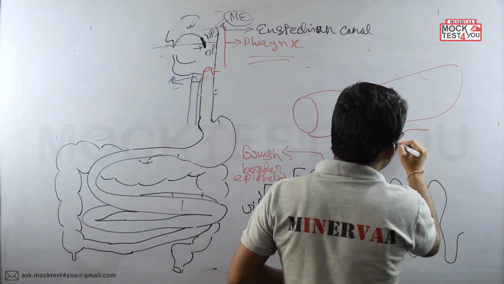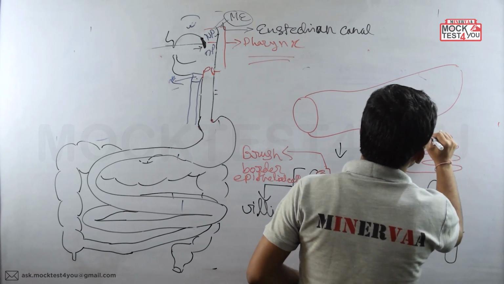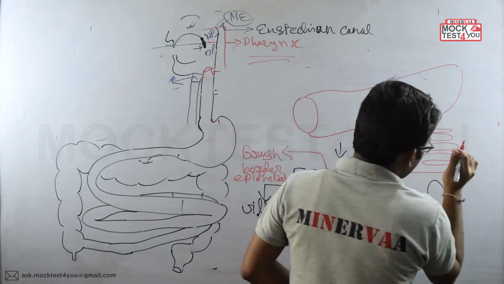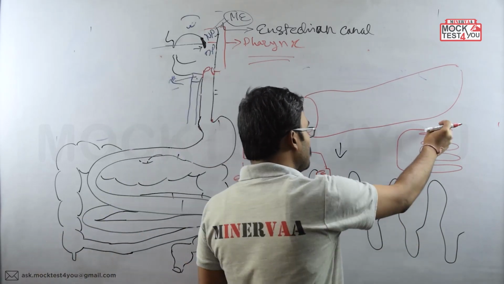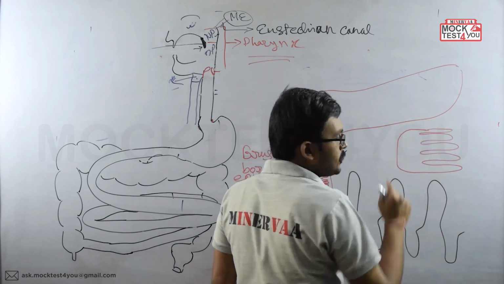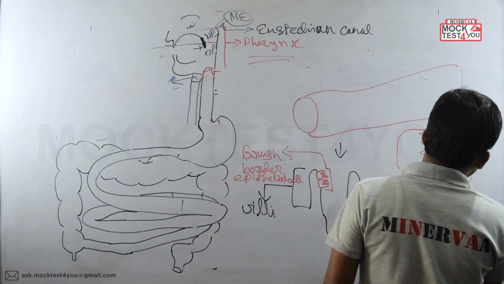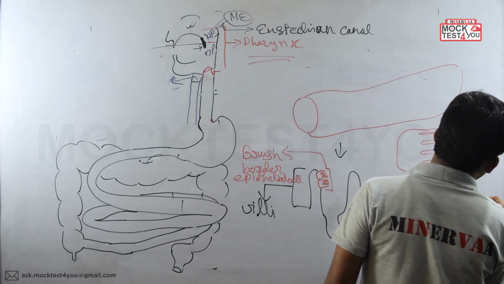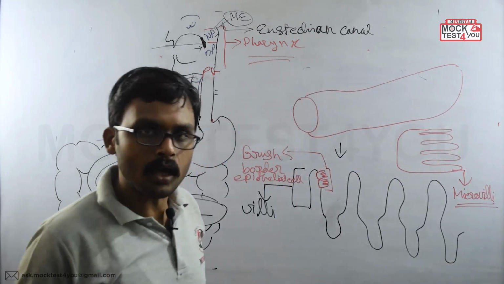And here if I take one brush border epithelial cell separately, this brush border epithelial cell has many finger-like projections on it, okay. Each finger-like projection is called as what? This is called as microvilli, okay. What is it called? It is called as microvilli, okay, clear?